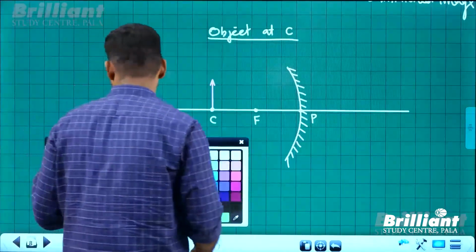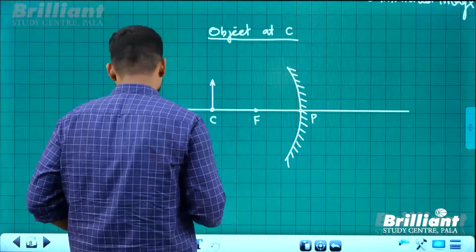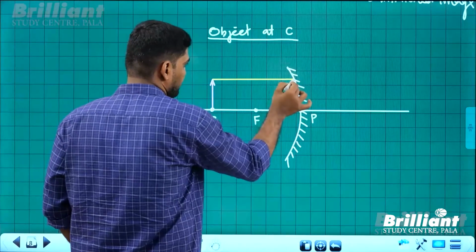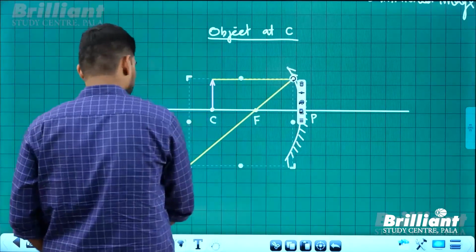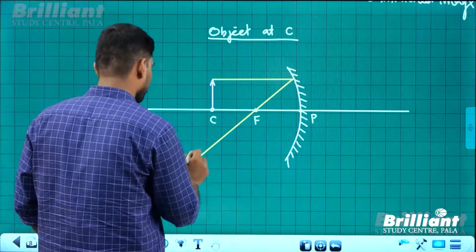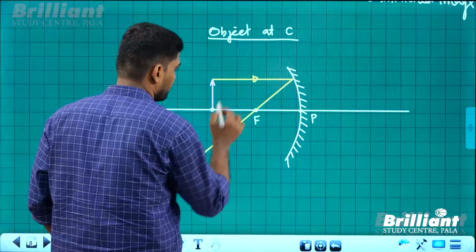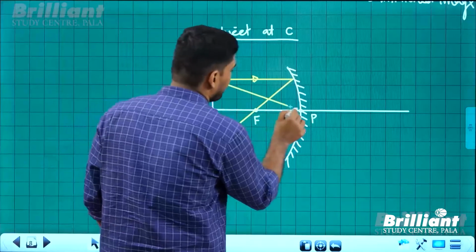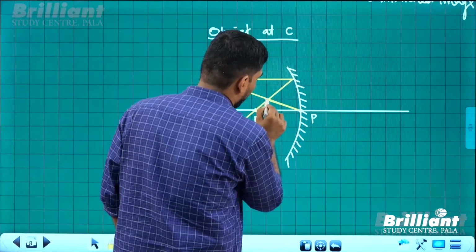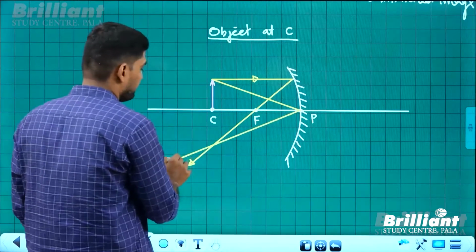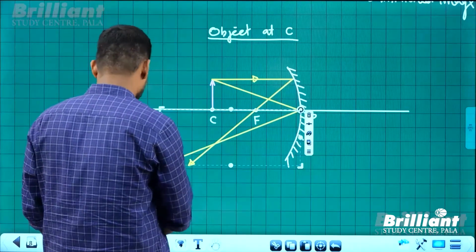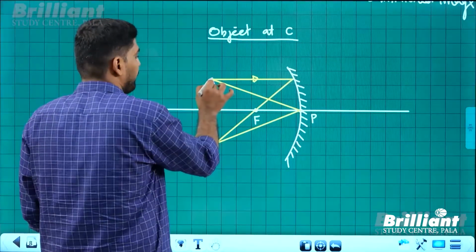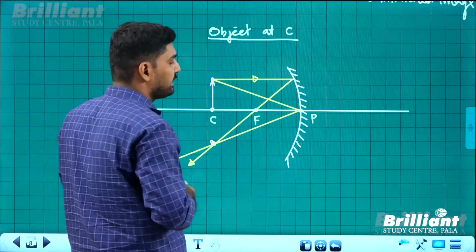We will use the same techniques that we used earlier. One is that light rays parallel to the principal axis, after reflection, will pass through the focus. And what about the light rays incident at the pole? They are reflected symmetrically. If they are reflected symmetrically, we can say that they will meet at this point. Once again, the light rays starting from the tip of the object meet again at the tip of the image.